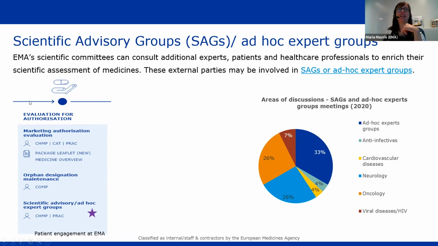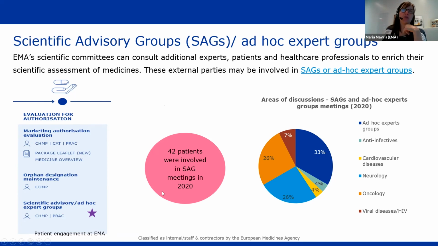So they take place here at the time of the assessment for the evaluation. And in 2020, 42 patients were involved in SAG meetings. We have many fewer meetings of this type than we have of scientific advice. And here you can see the distribution according to the different types of groups. So for example, 1/3 of the groups were ad hoc, so different subjects, different areas. Other than that, the large one will always be oncology, and then we have neurology as well, anti-infectives, cardiovascular diseases and viral diseases. So this was from last year.